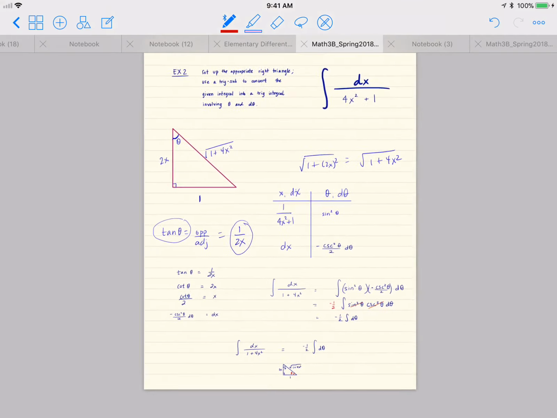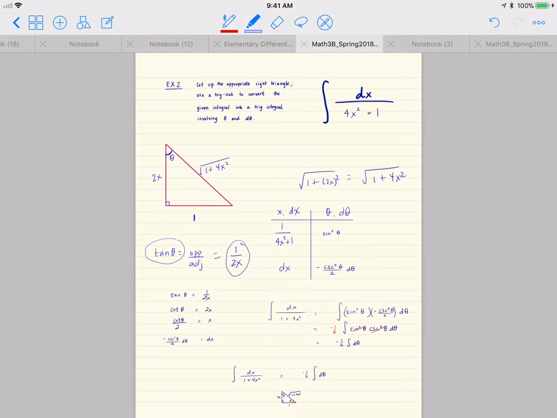Now the last thing I want to mention is that we could actually do this problem with a u substitution, let u equal 2x. And then this turns into a constant times the integral of du over 1 plus u squared. So it's a constant times arctangent. Okay, arctangent of 2x.